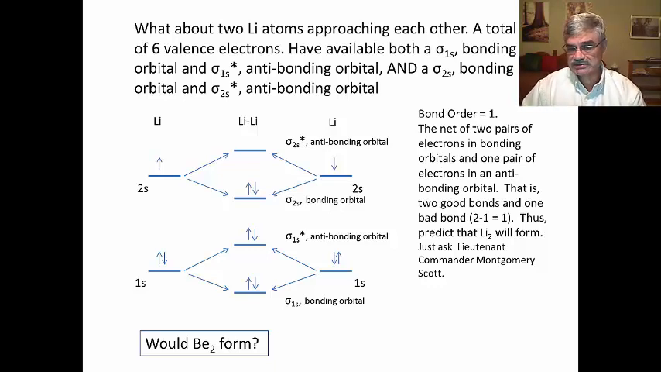We put 2 in sigma 1s, 2 in sigma 1s star, a good bond and a bad bond, and then 2 electrons in a sigma 2s good bonding orbital. So we would predict, in fact, that dilithium would have 1 good, 1 bad, 1 good, or a net bond order of 1.